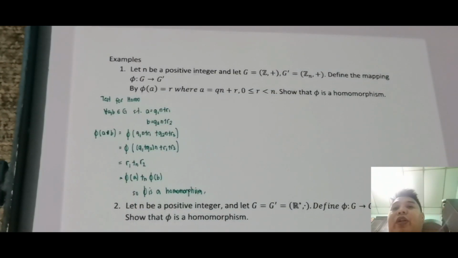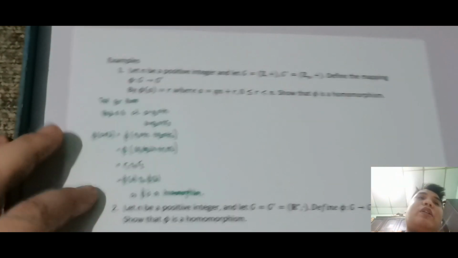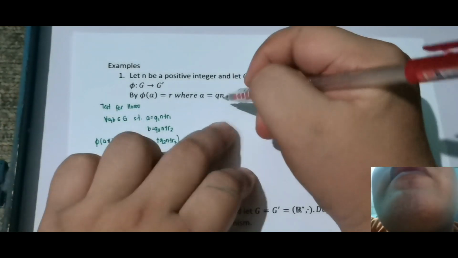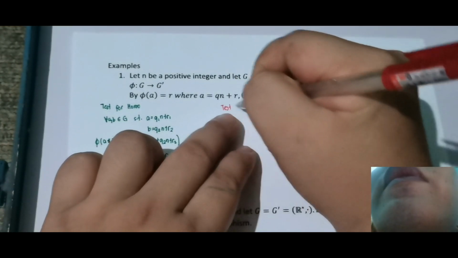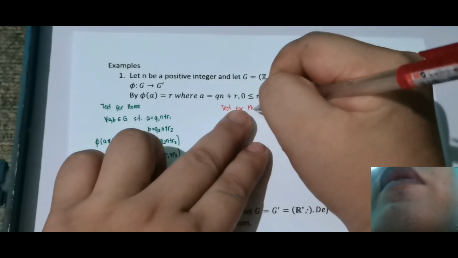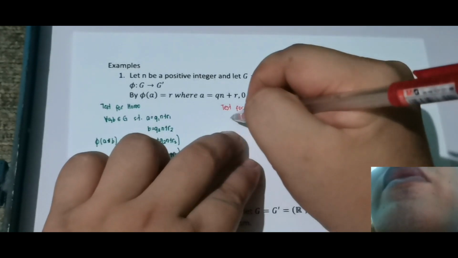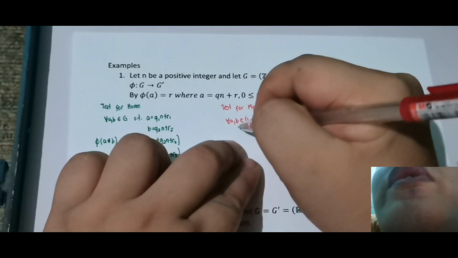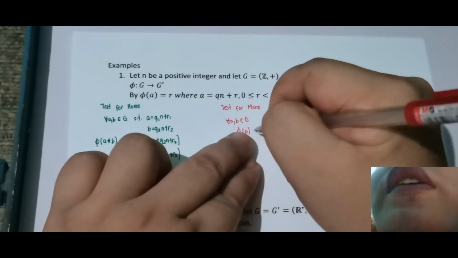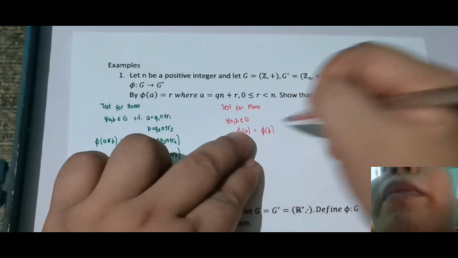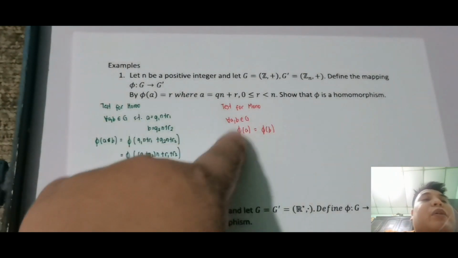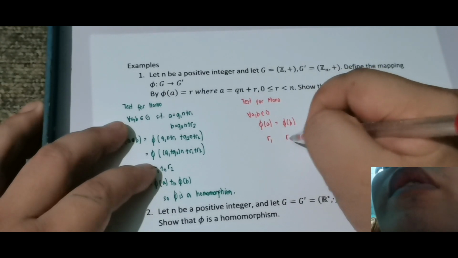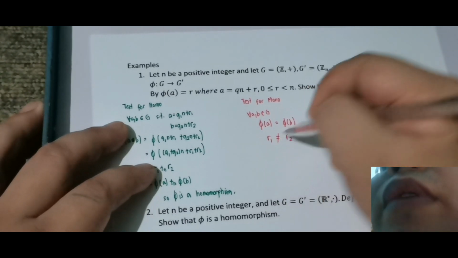Next is test for monomorphism, no? So paano natin test for monomorphism? So test for mono, for all A and B element of G, consider natin si P of A is equal to P of B. Since dinefine ko naman na sila, note na yung P of A is equal to R1 and P of B is equal to R2, which is not always equal. Why?